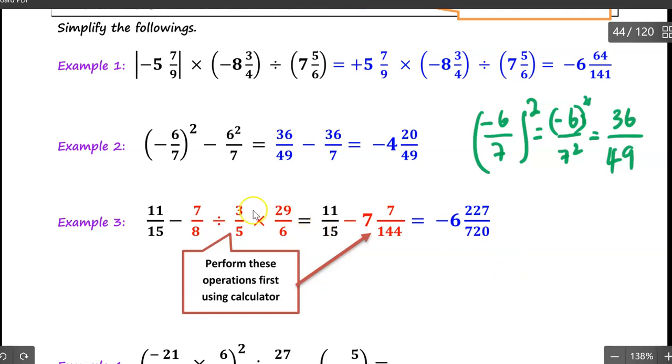Okay, so for example number 3, see this part here that I highlight in red? It means that you have to perform this operation first, and you do it from left to right. After you perform this operation, you take 7/8 divided by 3/5 times 29/6. You key into your calculators exactly like this. Then you end up with this mixed number here. The calculator gives you a mixed number instead of an improper fraction. Then you take this 11/15, subtract that. That should be the answer that you have.